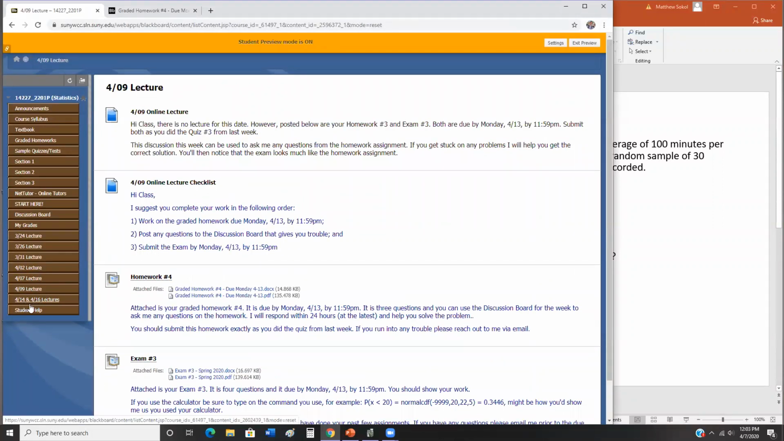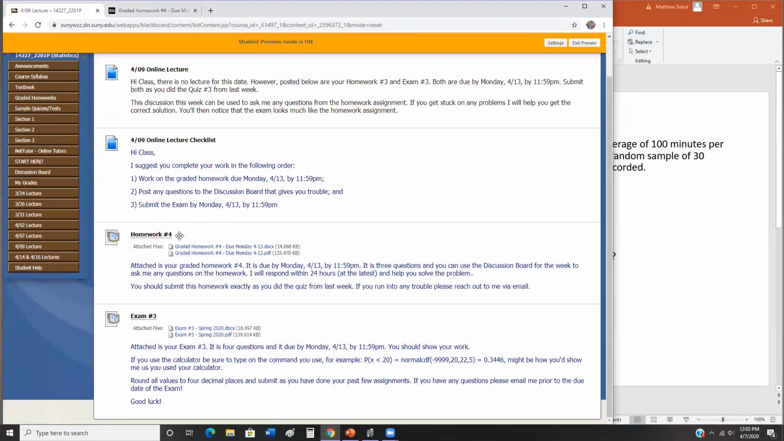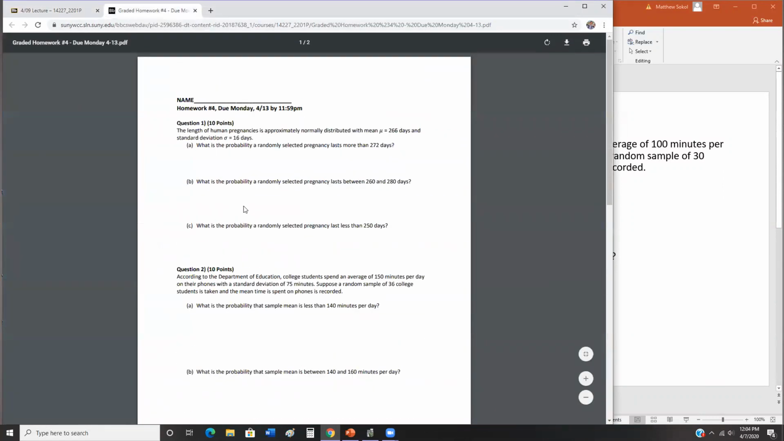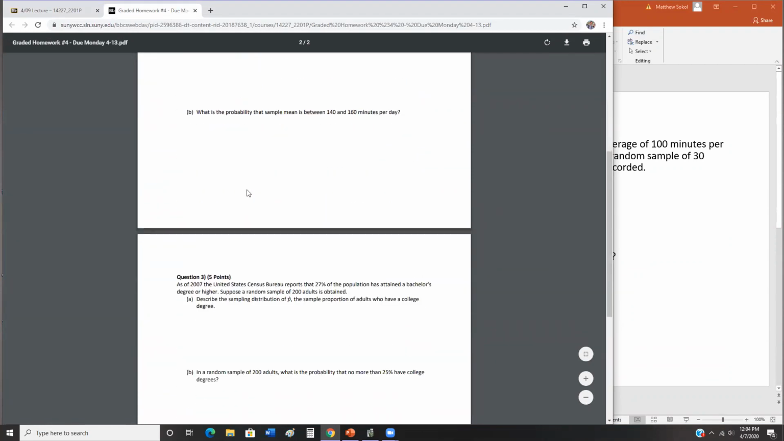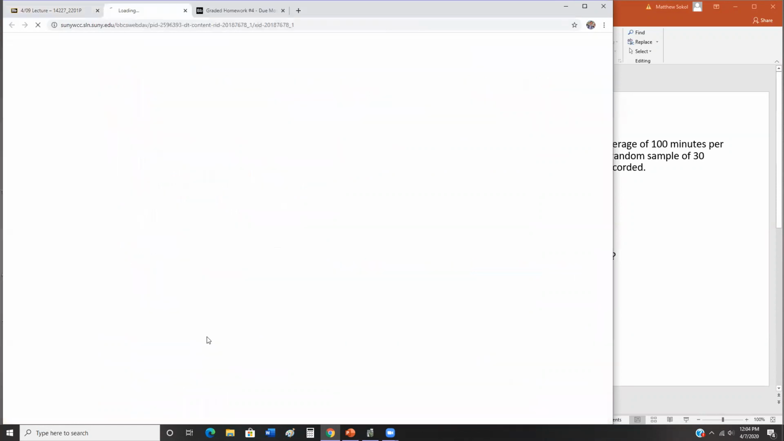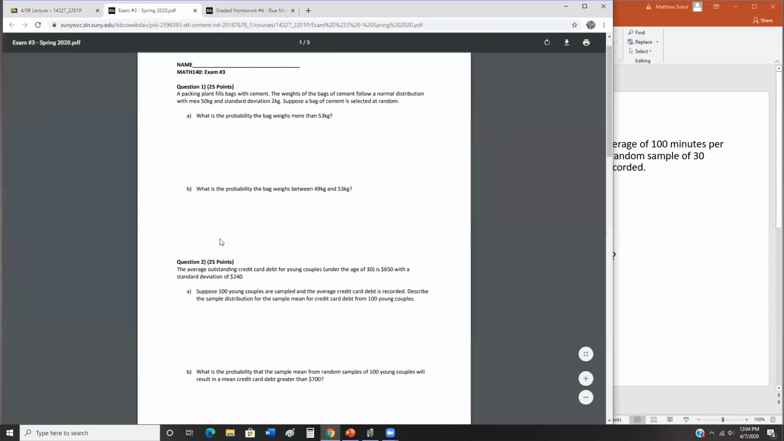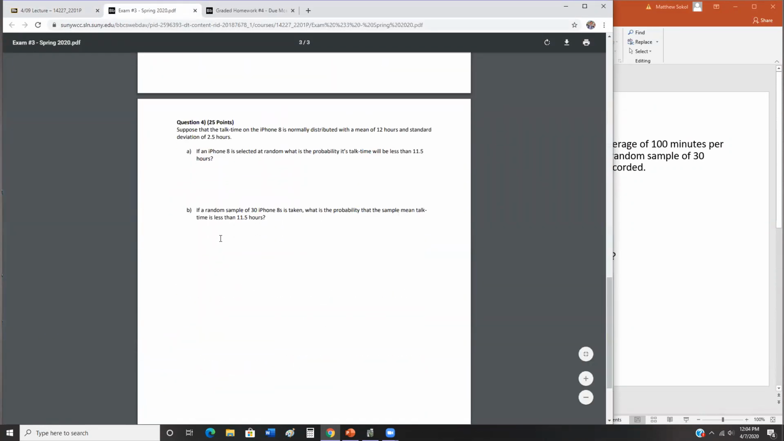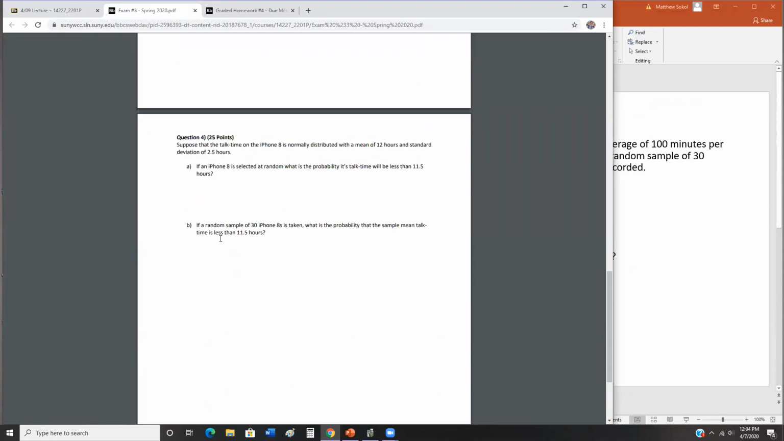And then when you go to the 4/9 tab, there's no lecture, okay? But you have two assignments due. You have homework number 4 due. When you open up homework number 4, it's just 3 questions. And then you also have exam number 3. When you load up exam number 3, it looks like this is 4 questions, each worth 25 points.